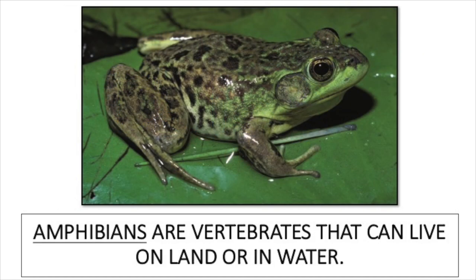Next one, amphibians. Amphibians are vertebrates that can live on land or in water. Yes. What animal can you see in the picture? Frog. A frog is an example of an amphibian. And it's also an example of a vertebrate because it has a backbone. And the frog can go in water and the frog can come out. That's what an amphibian means.